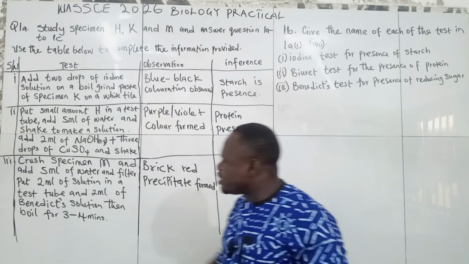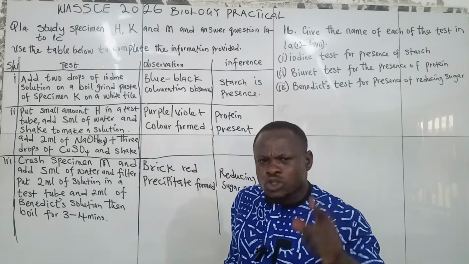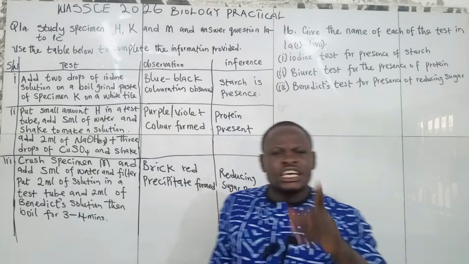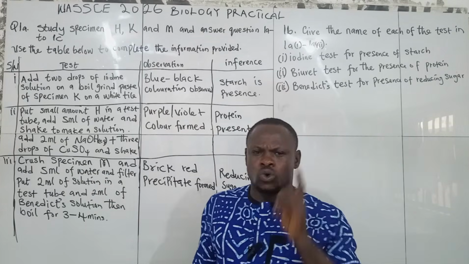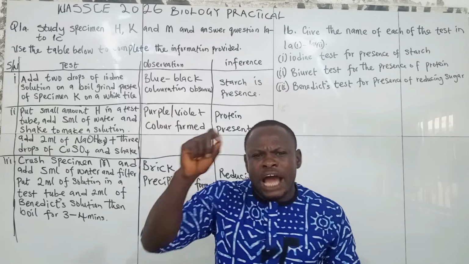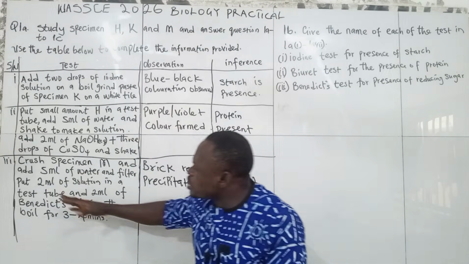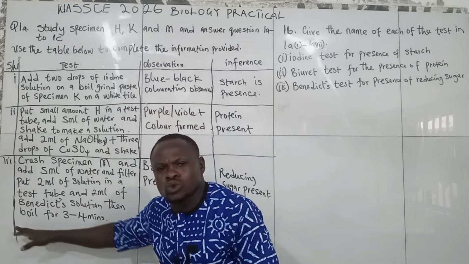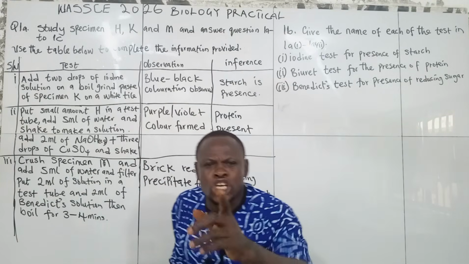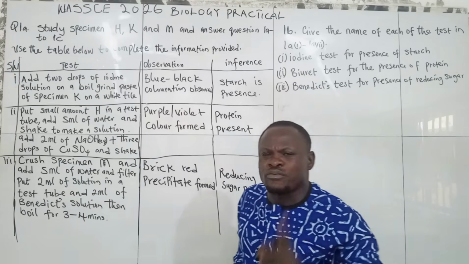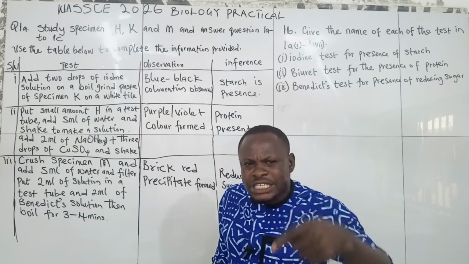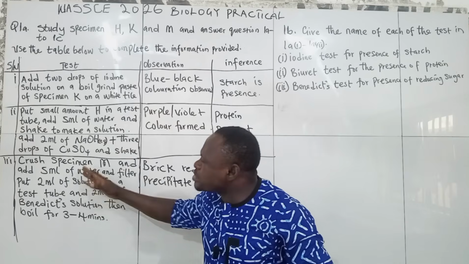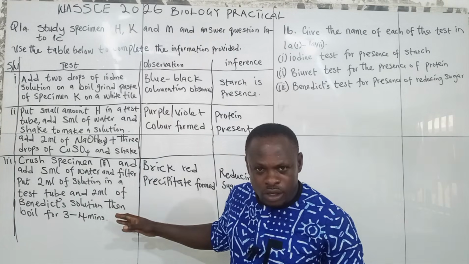Now, there is one thing that I did not put here, but you have to take note. Specimen N is a rotten tomato. You might be asked to use a rotten tomato after this crushing of specimen N and test. It will give you what? A negative result. A negative result means that after the decay process of that rotten tomato, there will be absence of this reducing sugar. Do you get that?